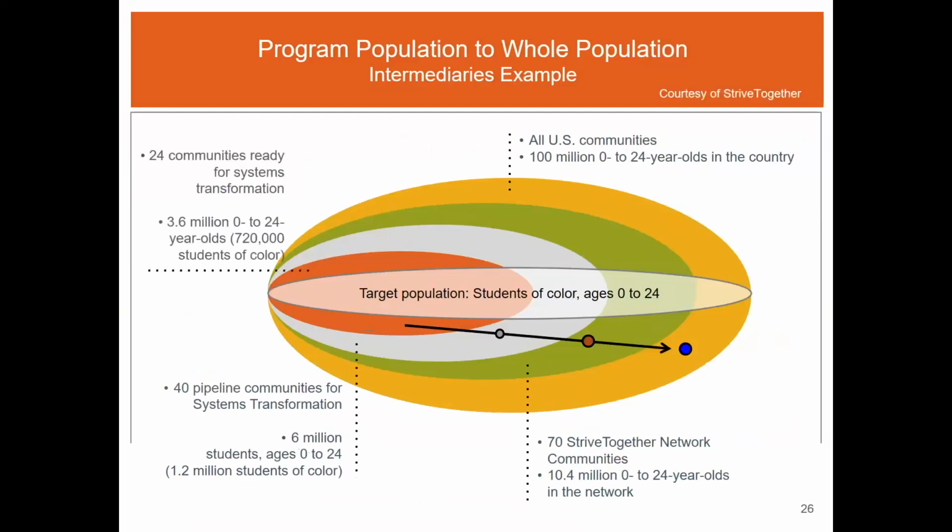And finally, they can segment even further, so that of those 40, 24 are ready for some intense work with Strive Together and are willing to do some intense work on the ground to really transform those systems in ways that are going to make a difference for 3.6 million 0 to 24-year-olds, about 720,000 students of color. Segmenting like this allows the staff of Strive Together to really think about where they are putting their efforts, what they are doing, and keeping their eyes on the ultimate prize, which is that those 0 to 24-year-olds, particularly the students of color in those communities, are succeeding.